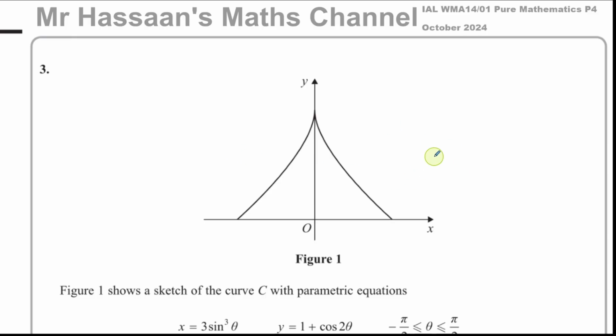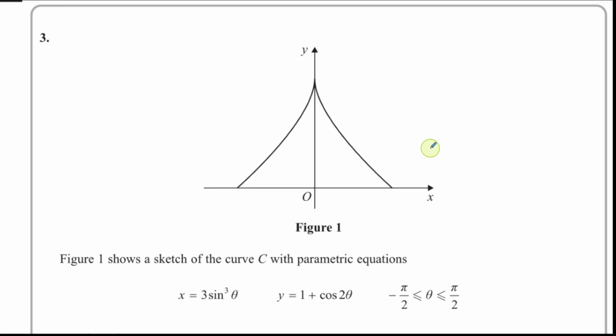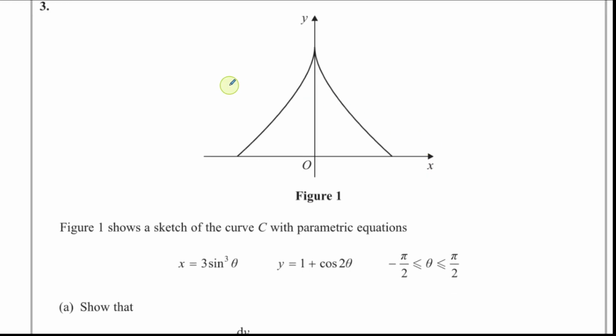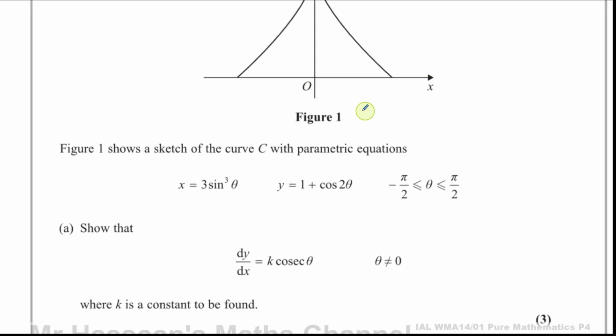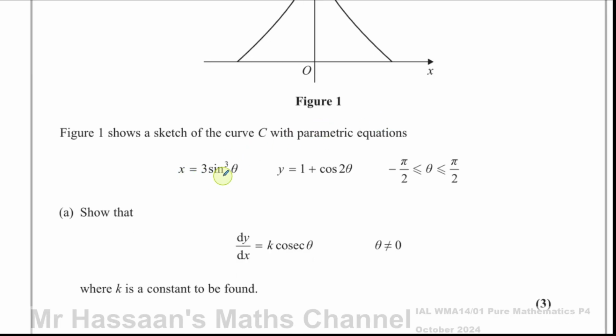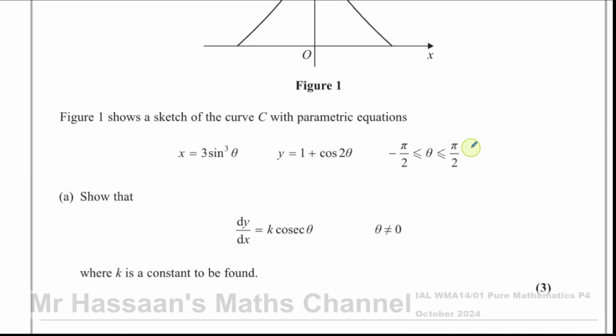And here we have a question about parametric equations. Here we're told that figure 1 shows a sketch of the curve C with parametric equations x equals sine cubed theta and y equals 1 plus cosine 2 theta, and theta is between minus pi over 2 and pi over 2. So first we've got to show that dy dx equals k times cosecant theta, where theta cannot be 0 and where k is a constant to be found.